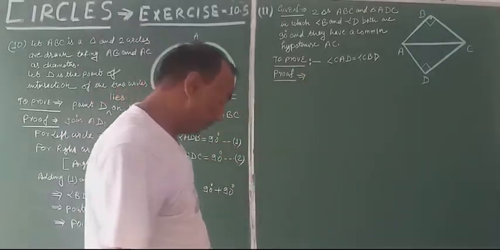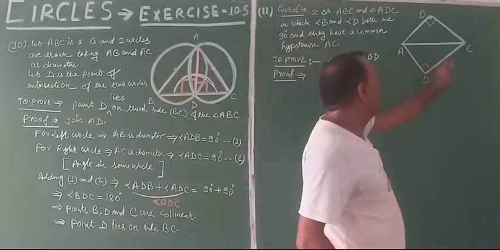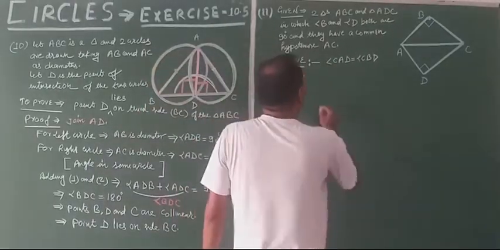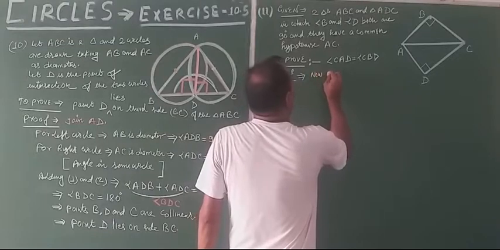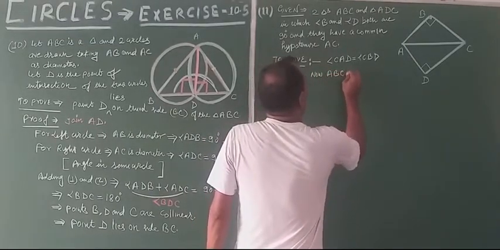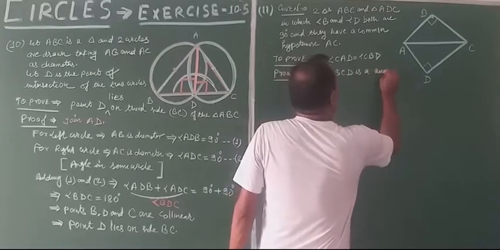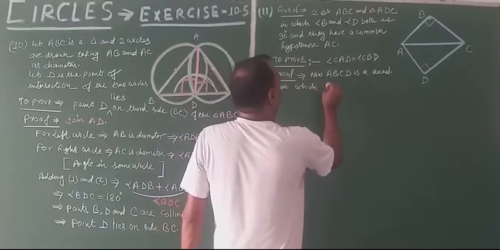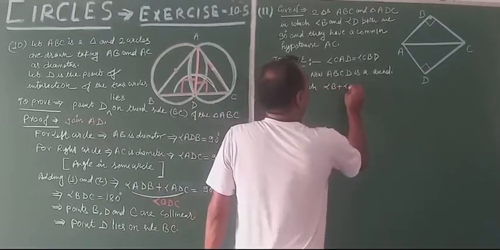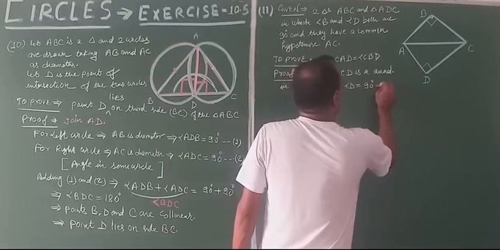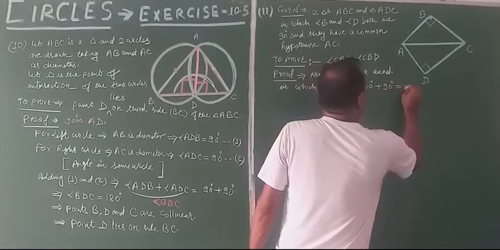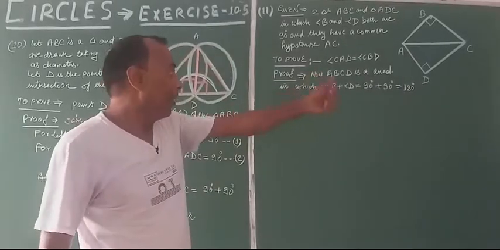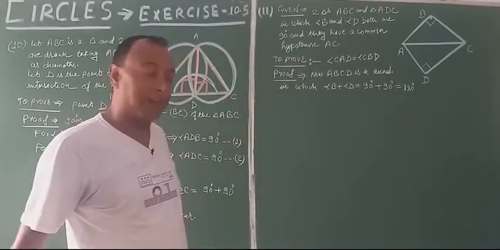Since ABCD is a quadrilateral, now ABCD is a quadrilateral in which angle B plus angle D is how much? 90 plus 90, and that is 180 degree. The opposite angles of this quadrilateral are supplementary.